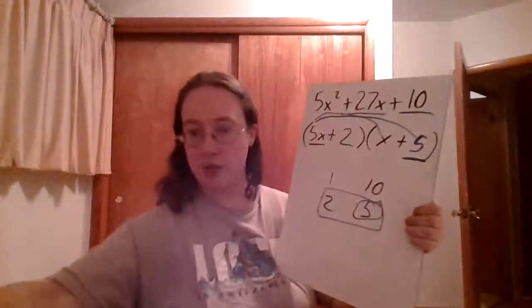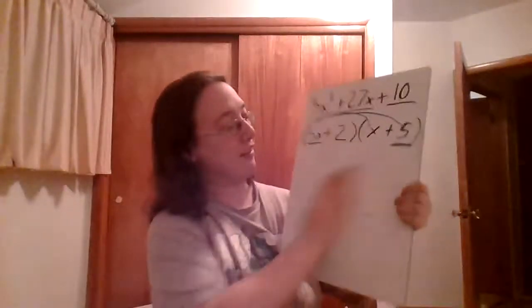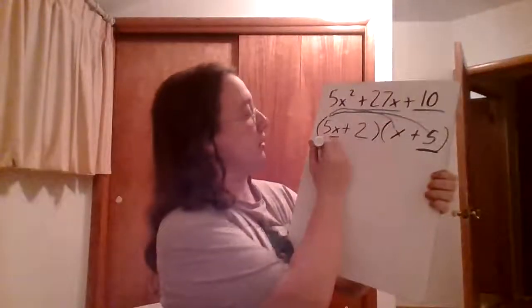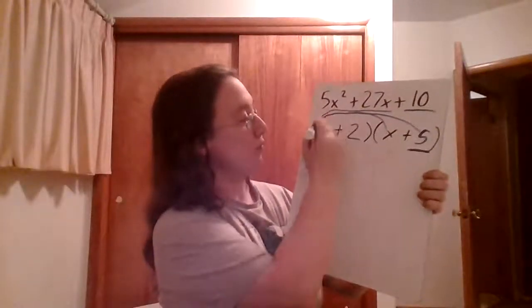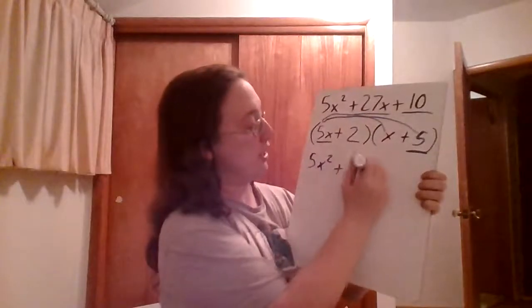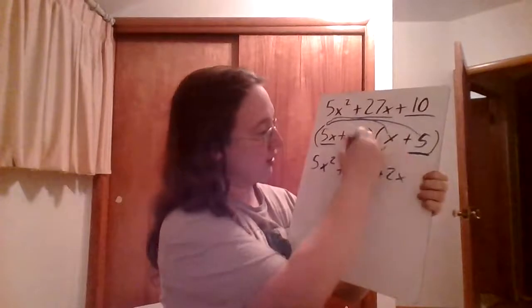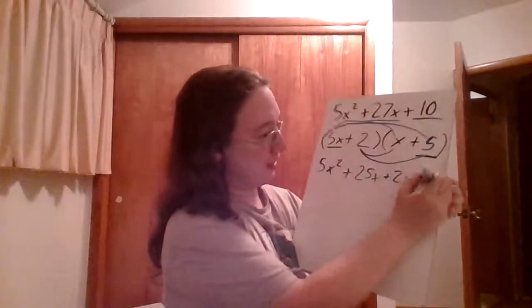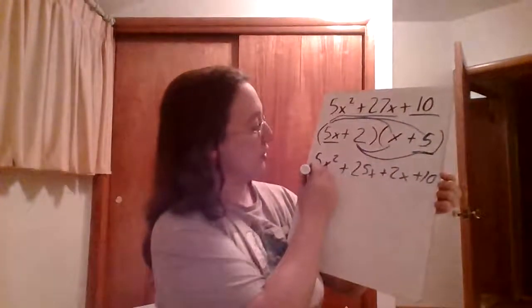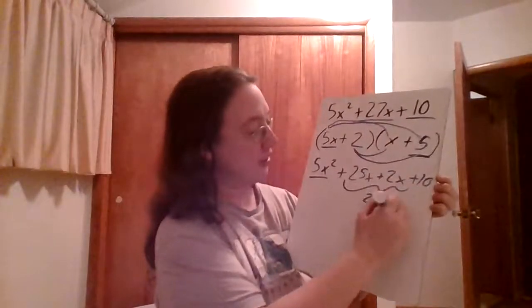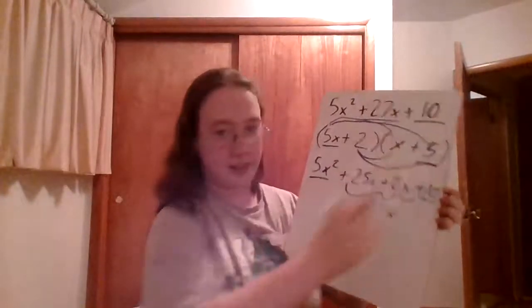And again, we can double check that by going back and FOILing it and saying, okay, well, 5 times x gives me the 5x squared that I wanted. 5 times 5 gives me 25x. 2 times x gives me a 2x. 2 times 5 gives you 10. So there's your 5x squared. When we add these two together, we've got our 27x, and there's our 10.